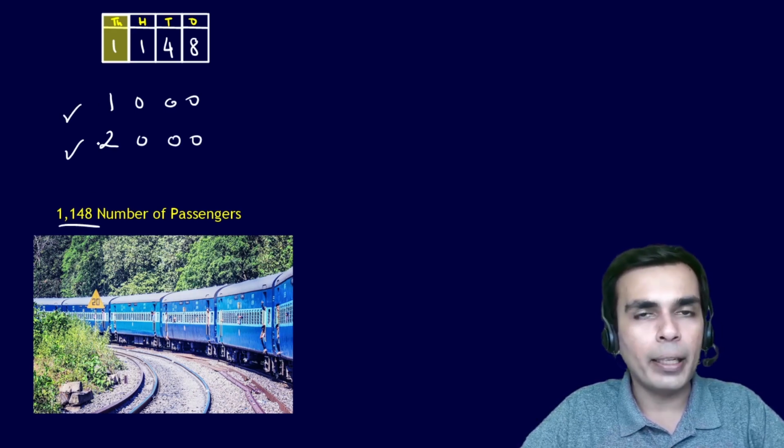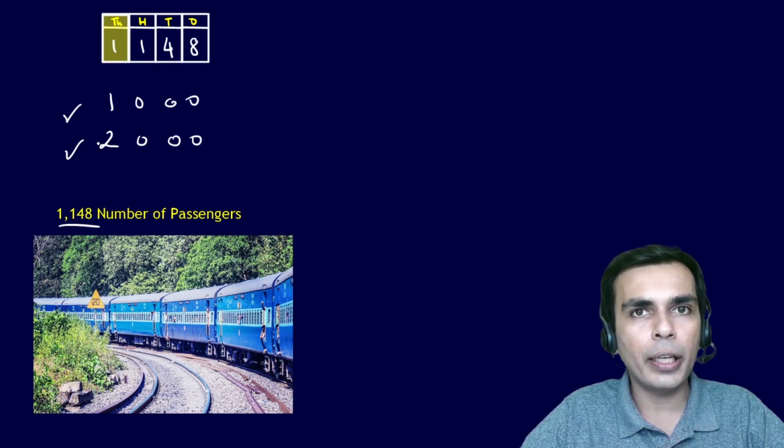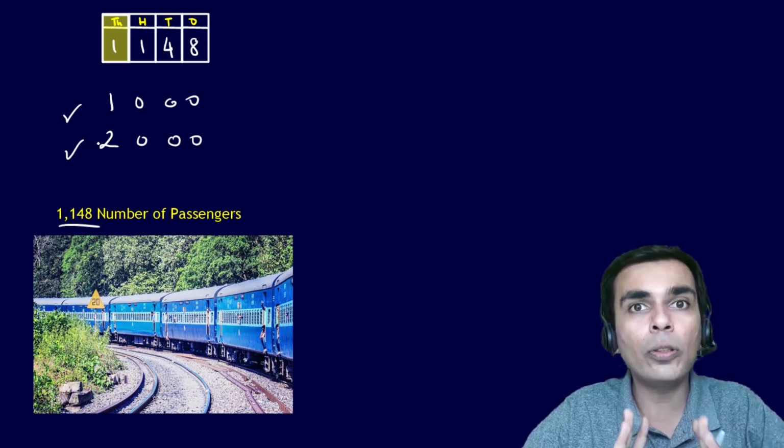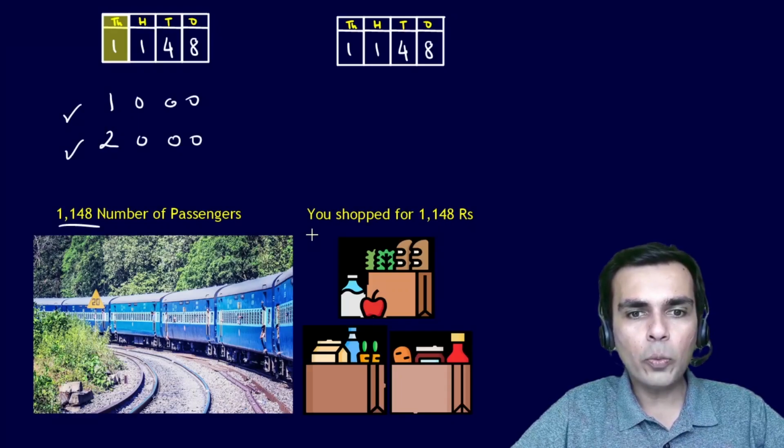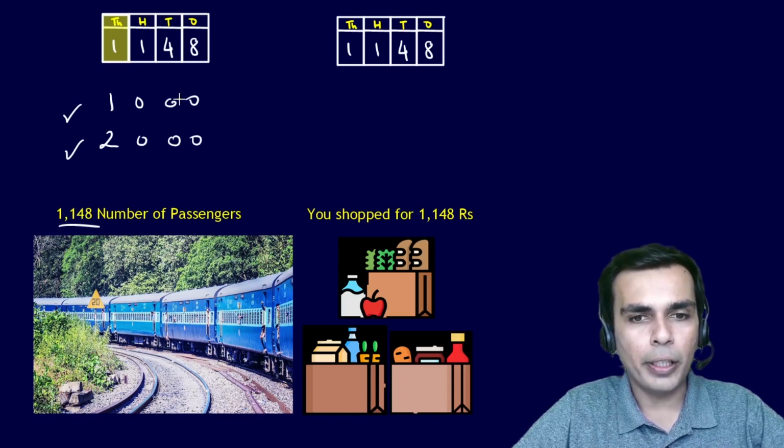And if you tell your friend that there are around 1000 people that a train can carry, then he understands that 1000 is a big number. It's close to 1148 and it's enough. It's enough for him to understand that around 1000 people are there. It's a good estimate. Now let's look at one more situation with this same number 1148.